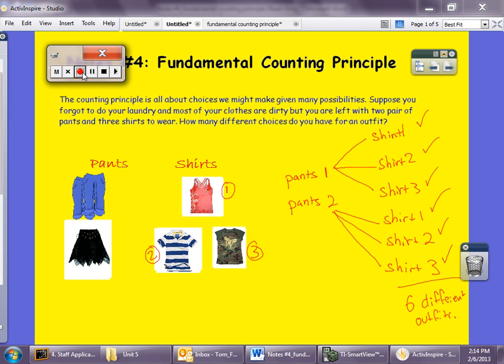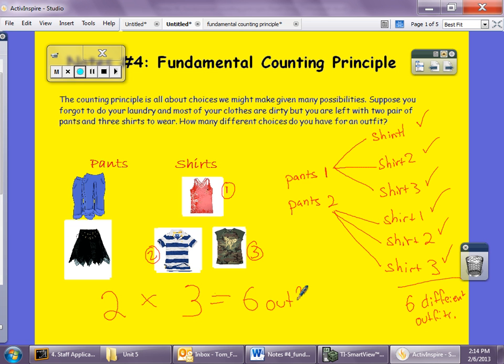And if you notice, there's another way that we can do it. If we say, well, I have 2 pairs of pants and I have 3 shirts, well, 2 times 3 will give us our 6 different outfits. So let's take a look at example 2 here.